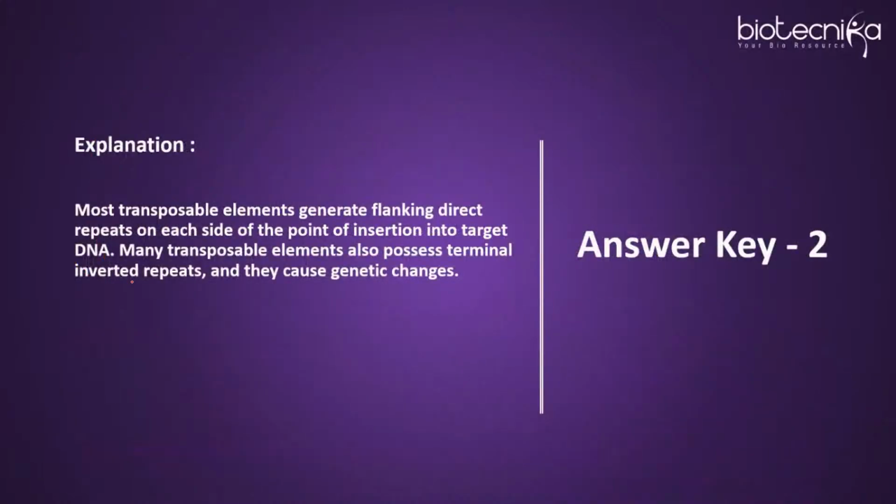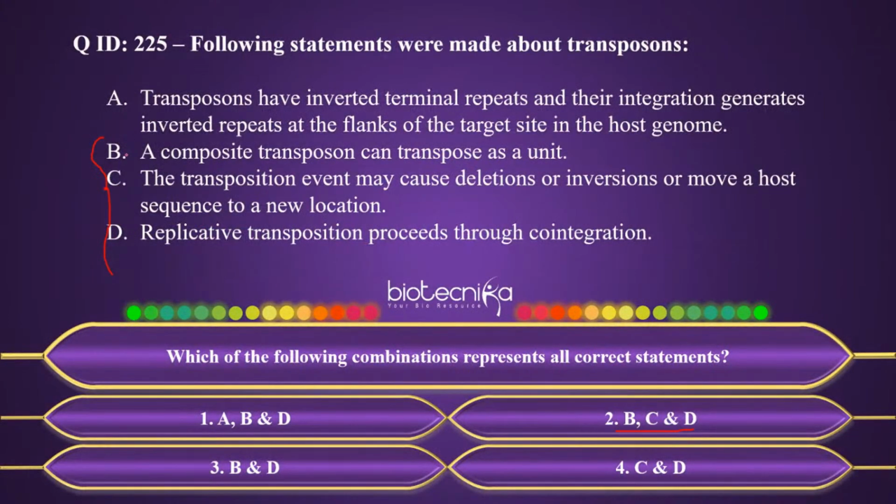The explanation says that most transposable elements generate flanking direct repeats on each side of the point of insertion. So wherever the point of insertion is, on both sides there are flanking direct repeats in most transposable elements, right? And many transposable elements also possess terminal inverted repeats. So at the terminals there are inverted repeats present, and they cause genetic changes. So option B says that a composite transposon can transpose as a unit.